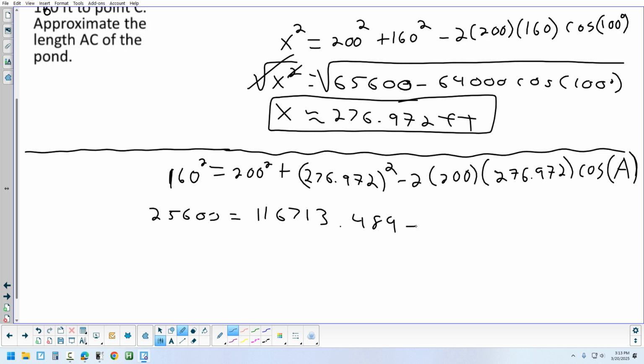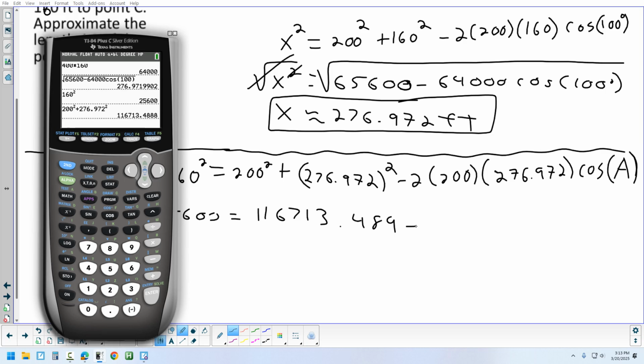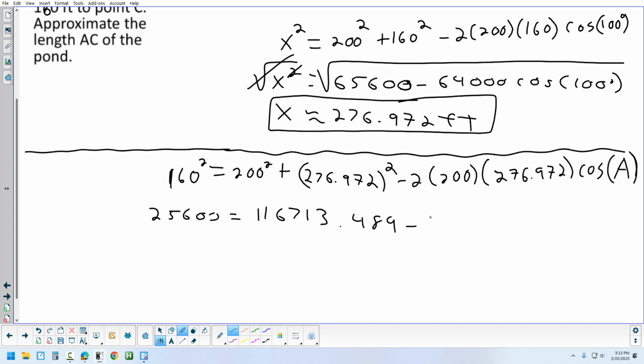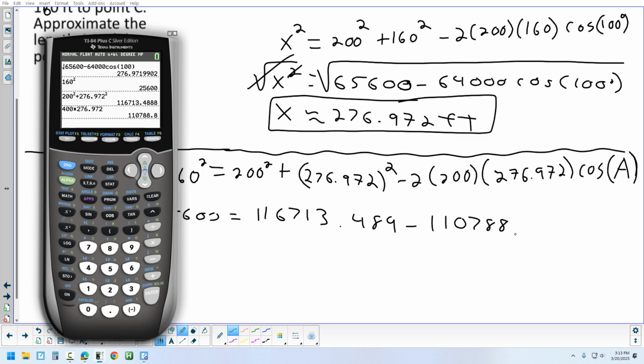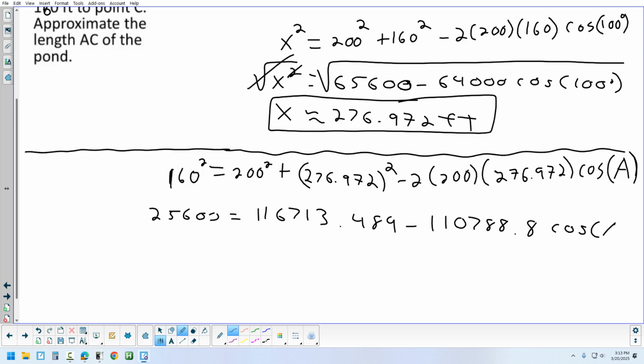Now I'm going to do 2 times 200 times 276.972. 2 times 200 gives me 400 times 276.972. That gives me 110,788.8. Is it 0.8? Yeah. Okay, so not very nice numbers because we have a lot of decimals here. All right, I've got 3 steps left.